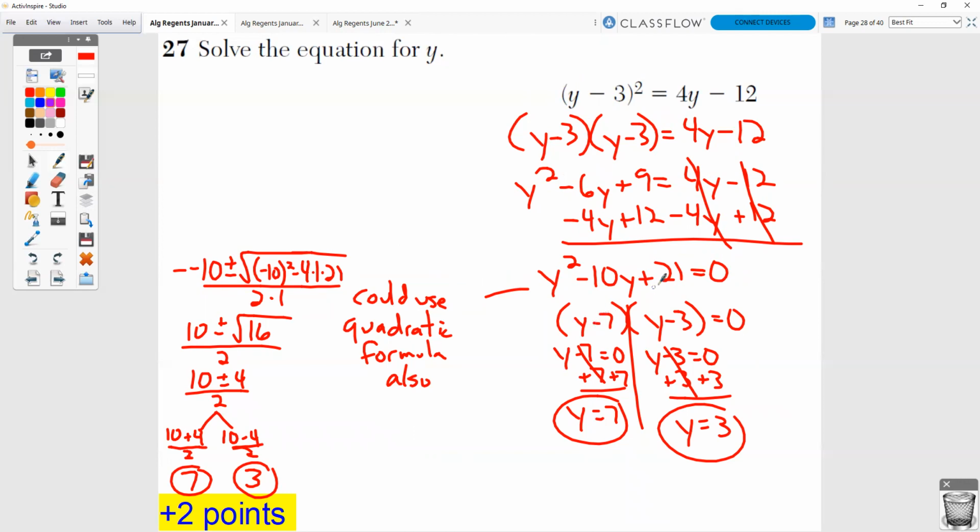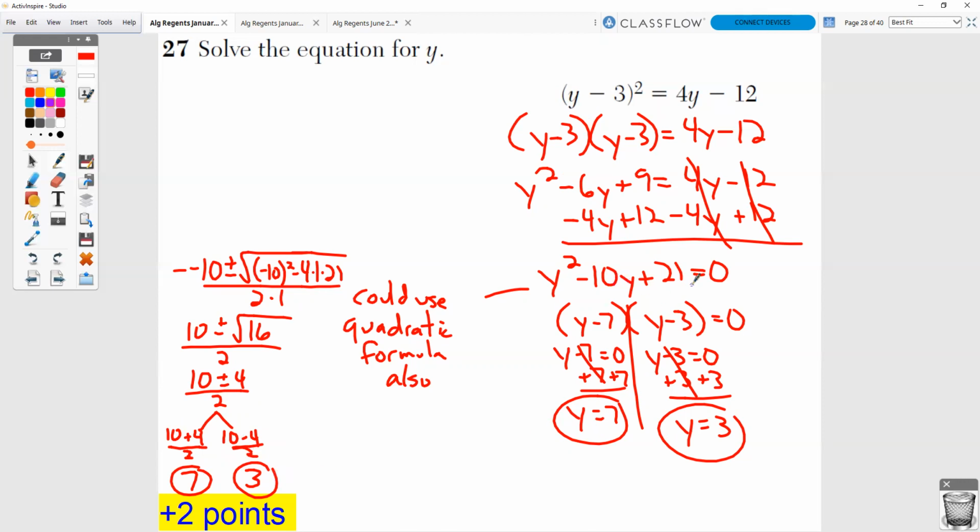If you do reverse FOIL, what times what is 21 and adds up to -10? It would be -7 times -3. Draw your line down the middle, set both sides equal to 0, and solve. You get 3 and 7 as your answers. If you use the quadratic formula, this would be your work. Square root of 16 is 4. So you'd have 10 plus 4 over 2 and 10 minus 4 over 2. Again, you get 7 and 3 as your answers.